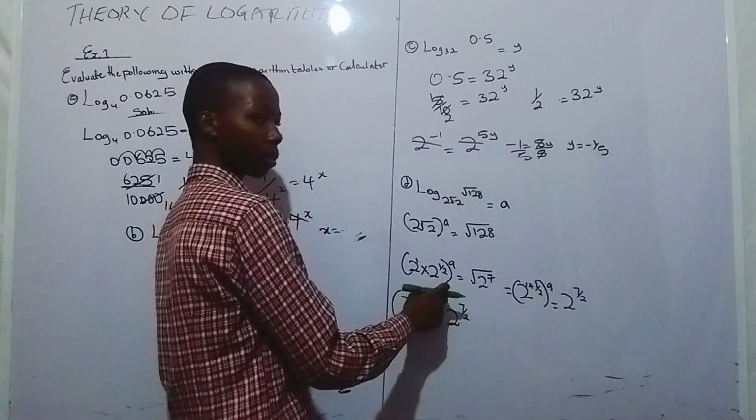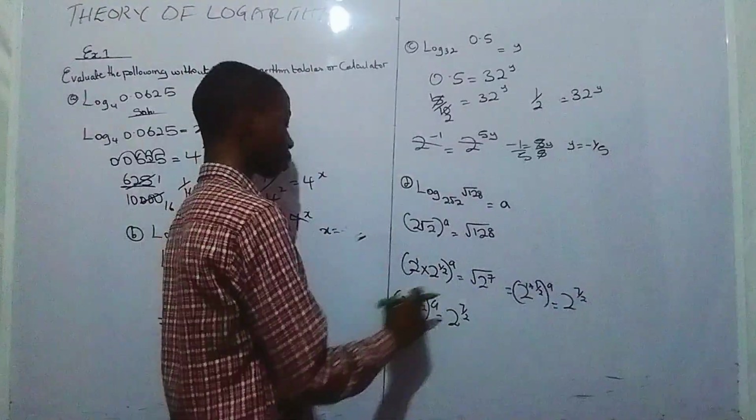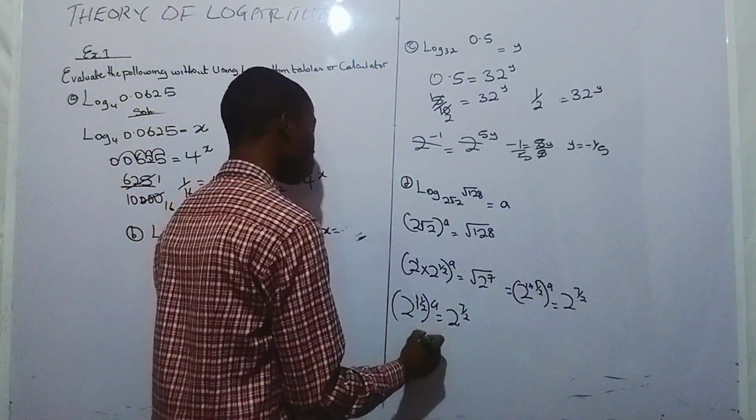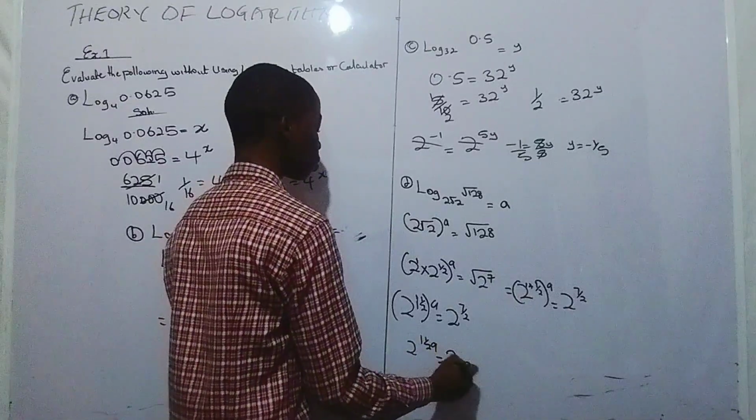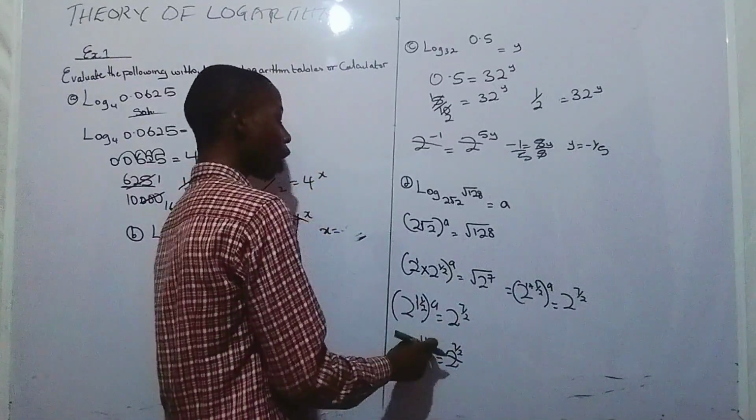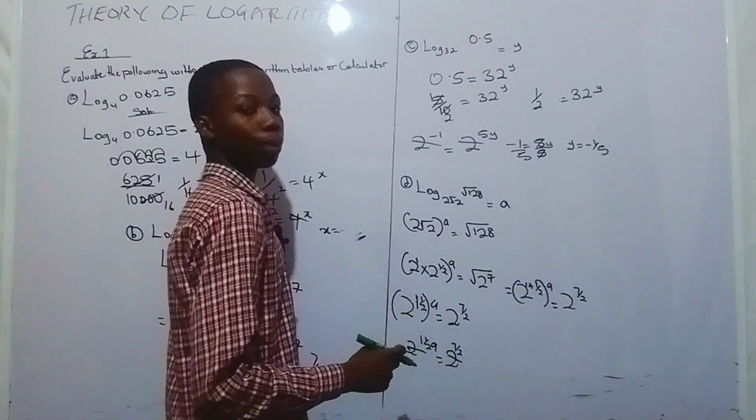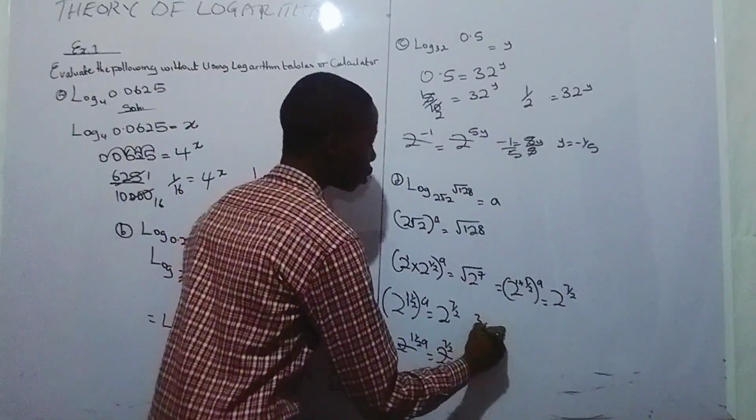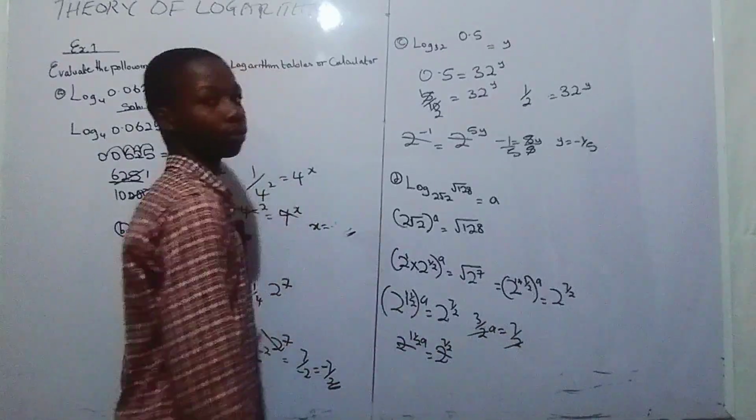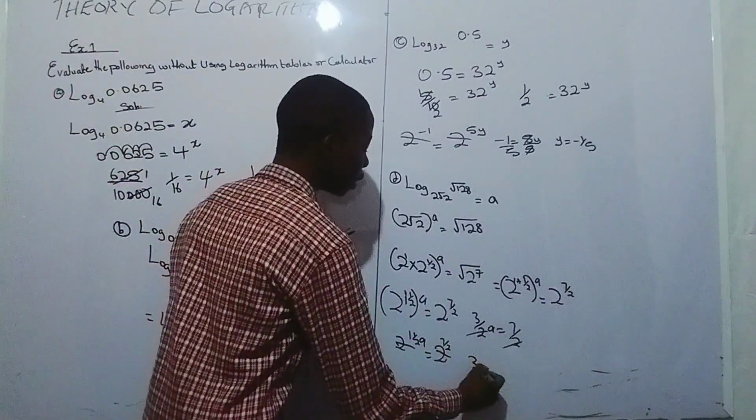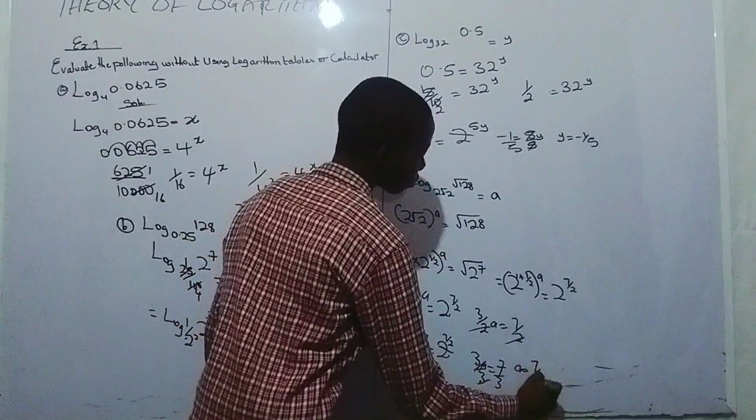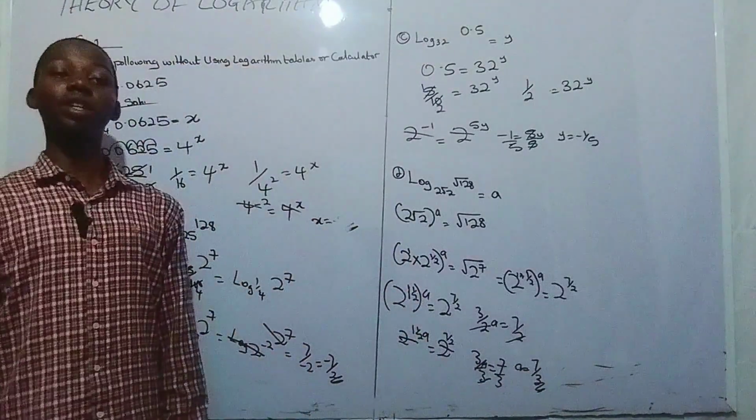Multiplication of powers, according to the laws of indices, the third law of indices. When two powers are separated by brackets, they multiply each other. So we have 2 raised to power 1 and the half is equal to 2 raised to power 7. These two cancel 2. 1 whole number 1 over 2 changes to an improper fraction. So that is 3 over 2 a is equal to 7 over 2. 2 cancels 2. Alright, so we have 3a is equal to 7. Divide both sides by 3 over 3. a is equal to 7 over 3. So that's the final answer for that.